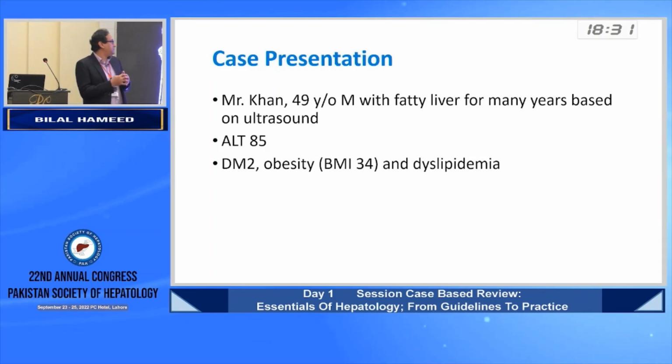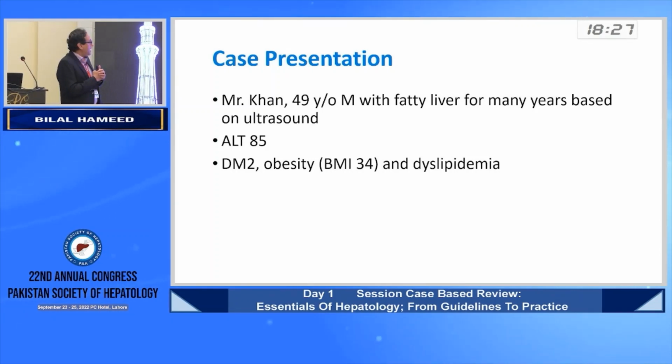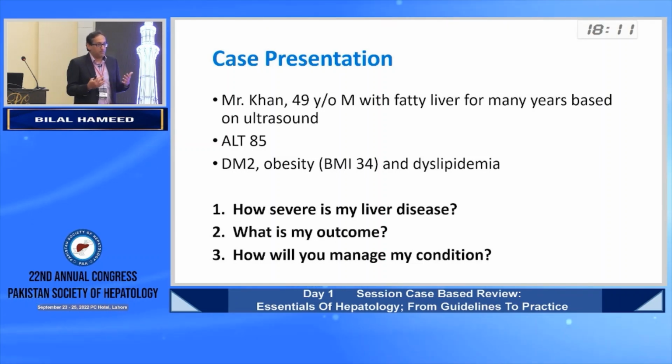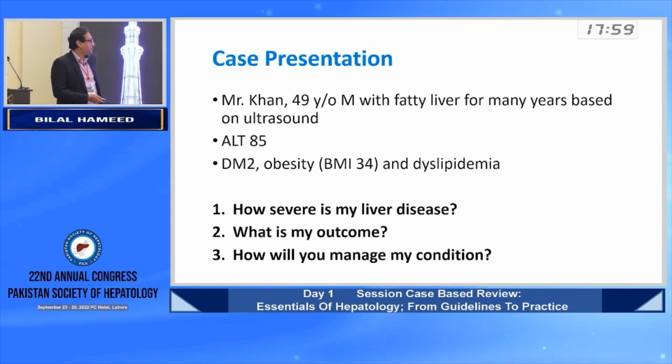So this is a patient, Mr. Khan, who's a 49-year-old, fatty liver for many years, based on an ultrasound. His ALT is 85. He has history of type 2 diabetes, obesity, and dyslipidemia. So he's asking us three simple questions. How severe is my liver disease? What is my outcome? And how will you manage my condition? This is the same thing we see every day in my fatty liver clinic. And I'll try to address these questions and see what answers we are going to get.